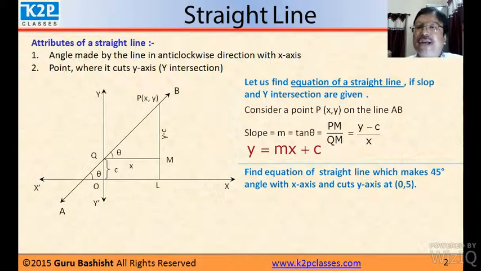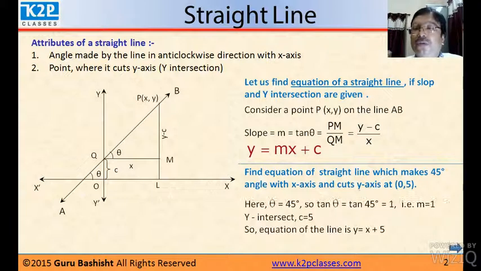So find the equation of a straight line which makes a 45-degree angle with the x-axis and cuts the y-axis at 0, 5. So here theta is 45, m will be tan theta, that is tan 45 equal to 1, and c is the y-intercept, that is 5. So the equation would be y equal to x plus 5.